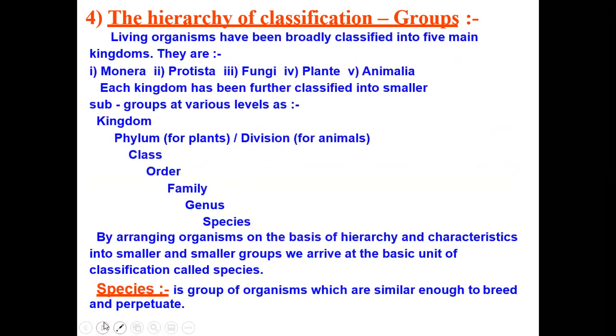Now the hierarchy of classification, that is groups. Living organisms have been broadly classified into five main kingdoms. They are Monera, Protista, Fungi, Plantae, and Animalia. Each kingdom has been further classified into smaller subgroups at various levels, like kingdom, then phylum, class, order, family, genus, and species. By arranging organisms on the basis of hierarchy and characteristics into smaller and smaller groups, we arrive at the basic unit of classification, that is known as species.